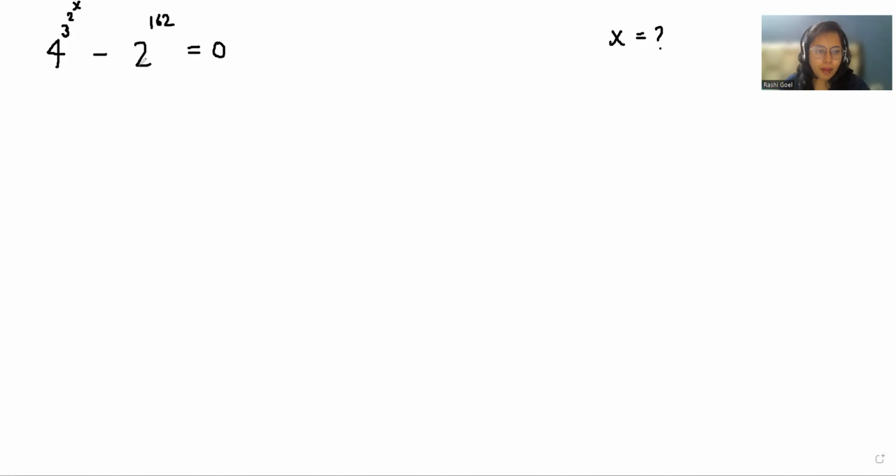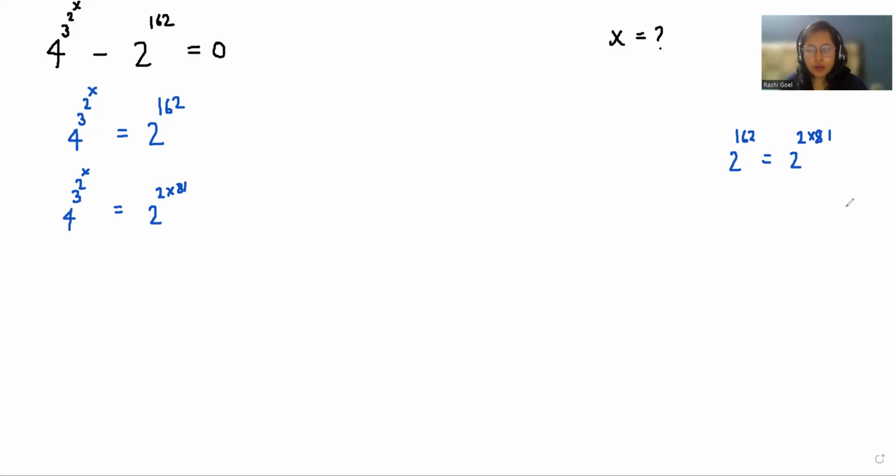So first I'm taking minus 2^162 to the other side. So 4^(3^(2^x)) is equal to 2^162. Here I'll take 2^162 and we can write it as 2^(2 times 81). So I'm going to replace this. So 4^(3^(2^x)) is equal to 2^(2 times 81).